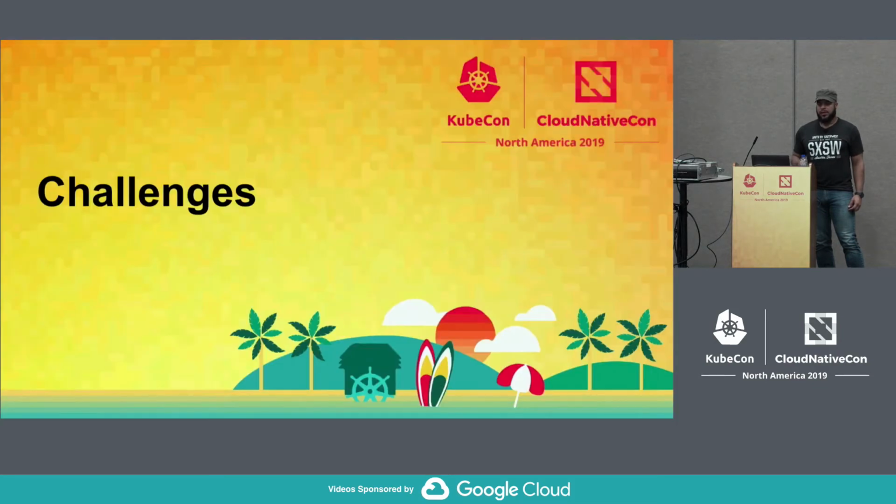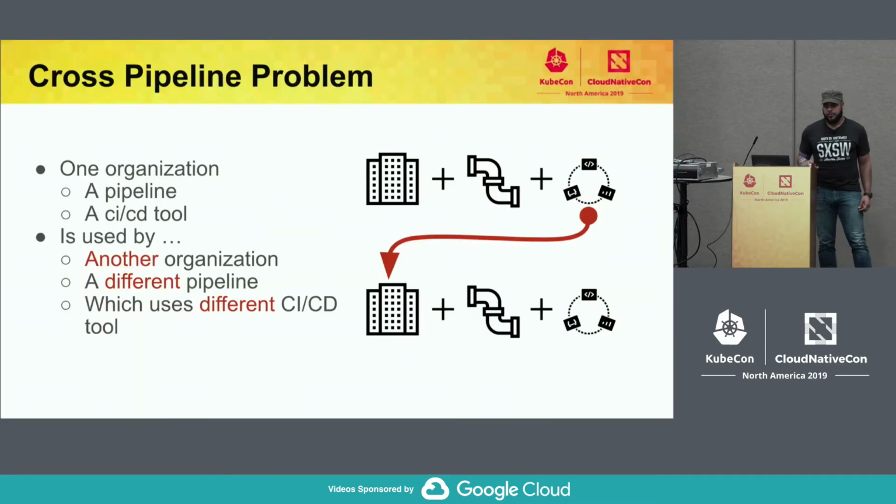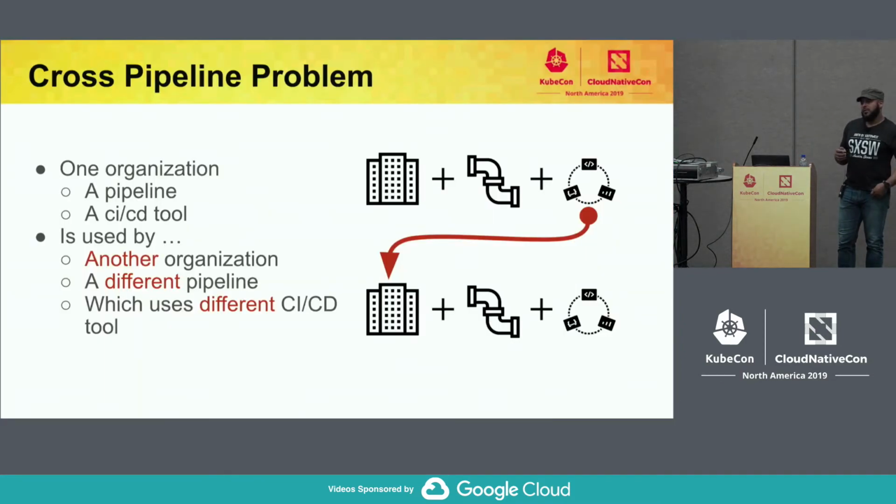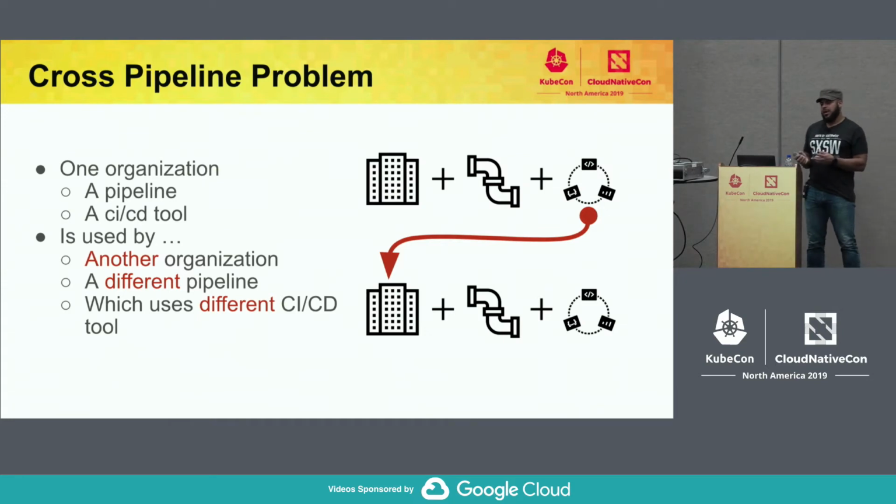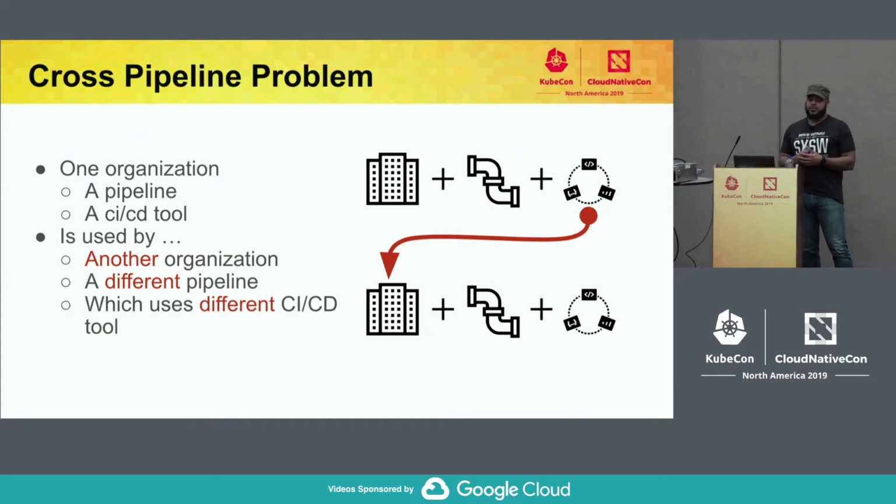So, challenges that we ran into. This is, in my opinion, one of the biggest challenges that we ran into: the cross-pipeline problem within CNCF CI. The cross-pipeline problem is when you have one organization with one pipeline and their CI/CD tool that's used by another organization with a separate pipeline, and a totally separate CI/CD tool.